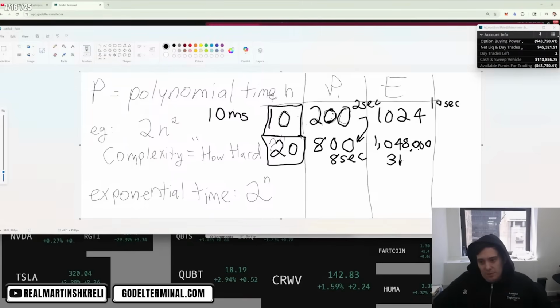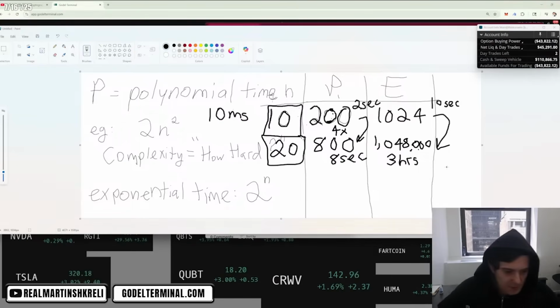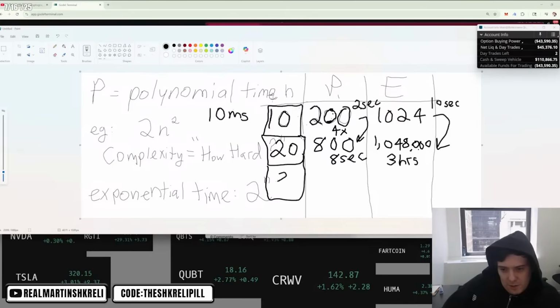So we've gone from this, which only went up 4x, to this, which went up quite a lot, very exponential, from 10 seconds to 3 hours. And you can imagine at 30, I can calculate this in my head. Again, 30 times 30 is 900. 900 times 2 is 1800. 1800 seconds. Or I guess if one operation takes 10 milliseconds, this whole thing would take 18 seconds.